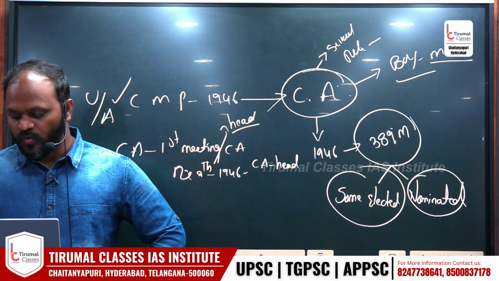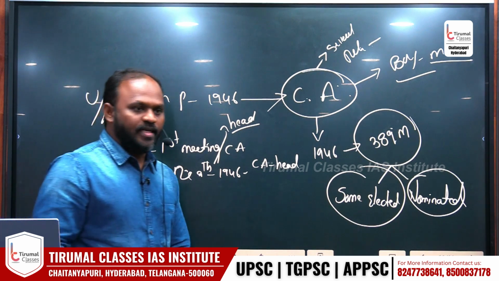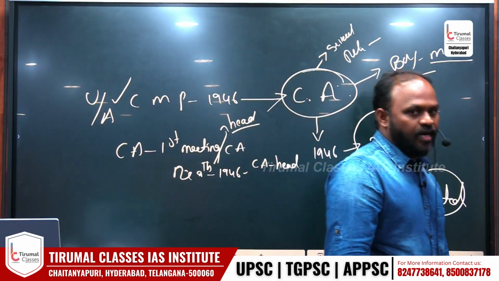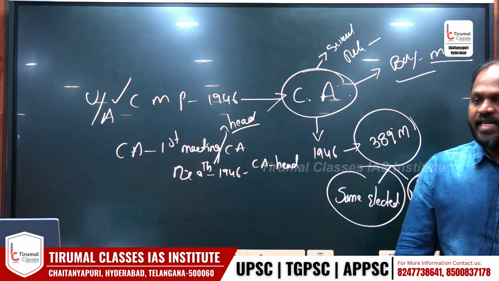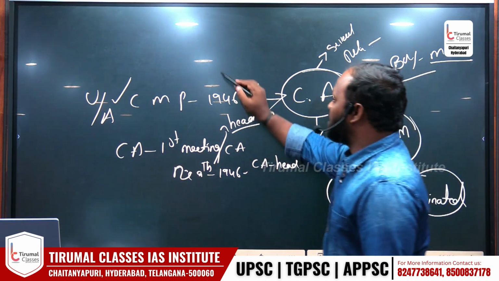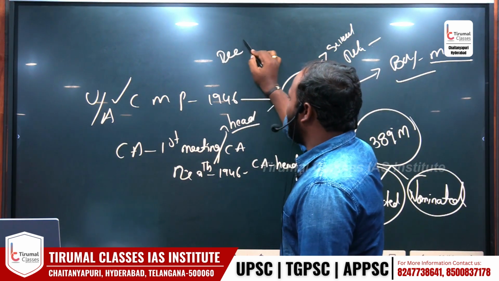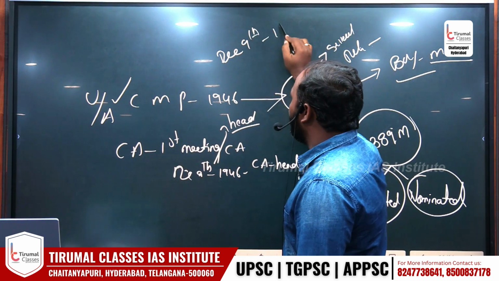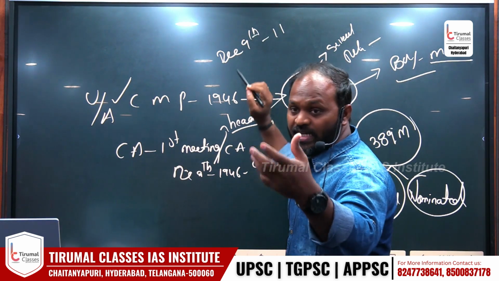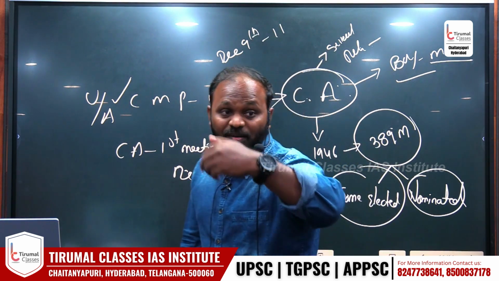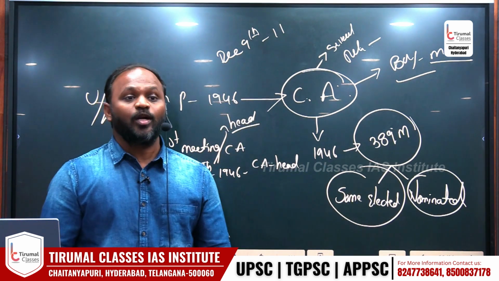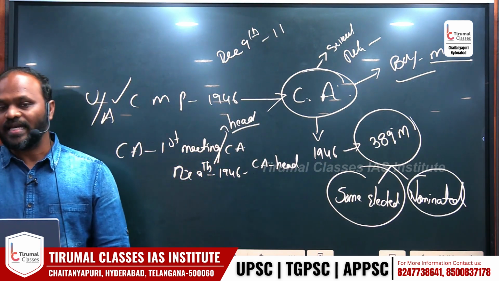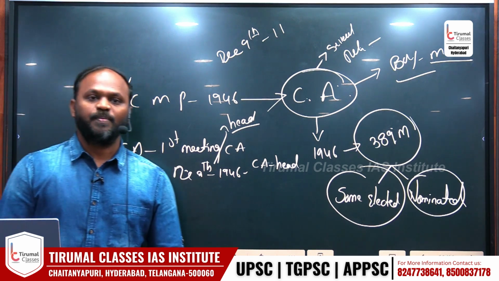Temporary head of Constituent Assembly was Dr. Sachidananda Sinha. But Sachidananda Sinha was there for 3 days. December 9 నుండి December 11 ante. After December 11, Constituent Assembly elected a permanent head of Constituent Assembly. His name was Dr. Rajendra Prasad.